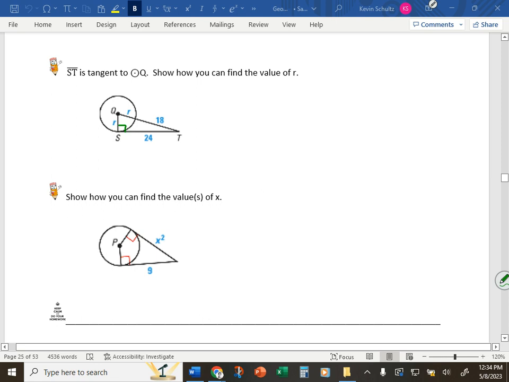So the Pythagorean theorem, using our legs, A squared plus... 18 squared. Damien, I need you to stop there now. Okay, sorry. Our legs are R and 24.